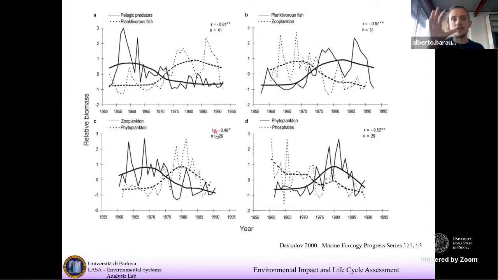So if you look at these 4 plots together, what you see is that it was a cascade of events, a series of consequential events that was triggered by the disappearance of dolphins and other big fishes. So the disappearance of dolphins caused the increase of small fish, the decrease of zooplankton, the increase in phytoplankton, and the decrease in dissolved phosphates.